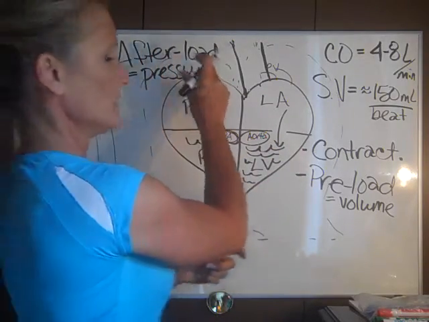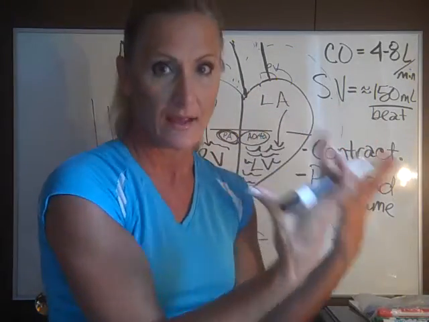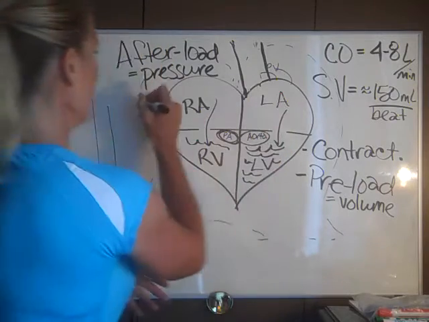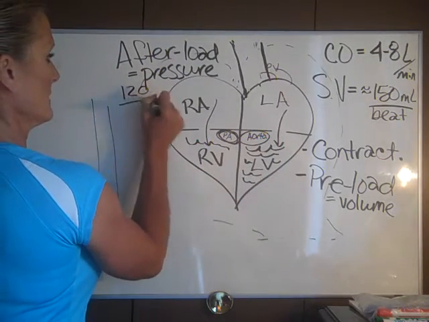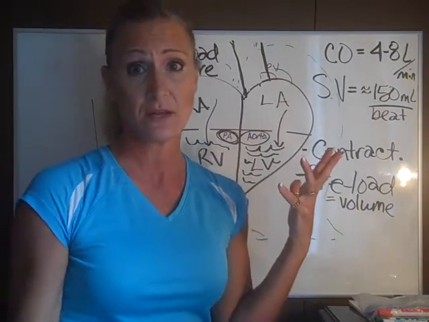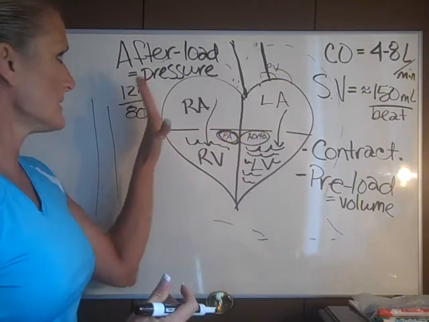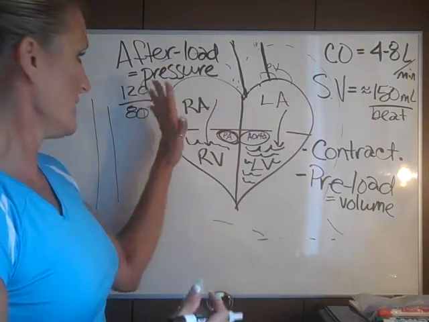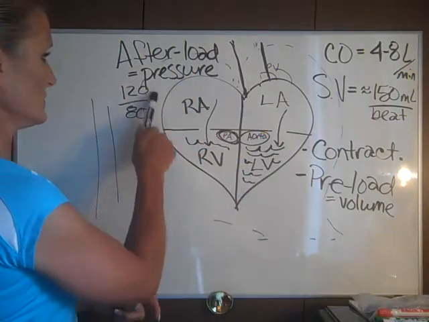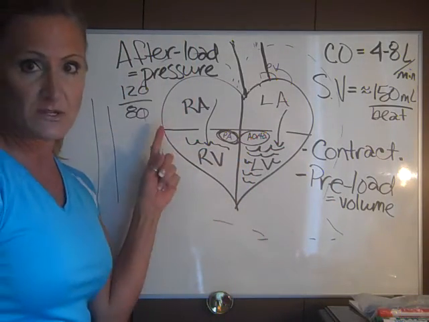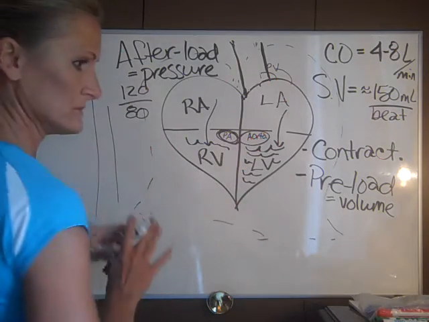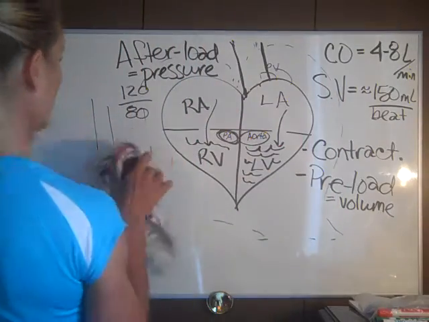This is why you want your afterload, aka your blood pressure, those are kind of the same thing, you want that to be about 120/80. That's normal. That's your normal afterload. And another thing that will help you figure this out is something called your pulse pressure. Your pulse pressure is basically you just take your blood pressure and you subtract the two. Normal pulse pressure is between 30 and 40.